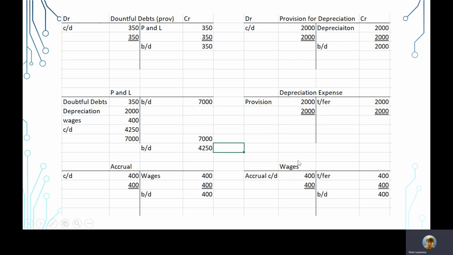Each of those transfer items appears on the opposite side in the profit and loss. So the provision for doubtful debts, the 350 debits the profit and loss, the depreciation transfers from the credit of the expense to the debit, the profit and loss. Same with the wages, transfers from the credit onto the debit side. All we need to do then is balance off our profit and loss account, and that will tell us our new profit figure for the balance sheet. So rather than having to do a full income statement, we can use the profit and loss account to calculate the value of our new profit.